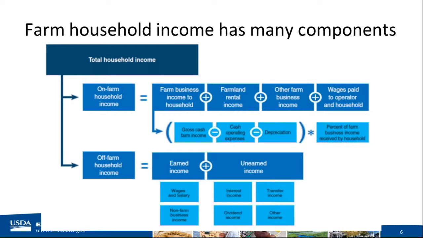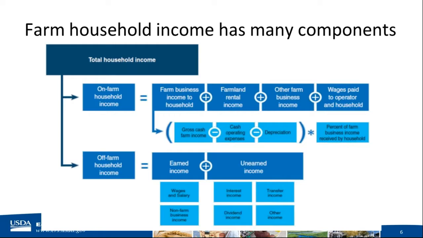Looking at on-farm income first, the majority of that for most farm households is that farm business income to the household. And that's the net cash farm income that Kevin was describing, the profits from the farm, and most households operating a farm will receive some or all of those profits, and it'll comprise their household income. There may be other types of farm income from, for instance, renting out farmland, from doing custom work, or in the case of a corporation, from wages paid.